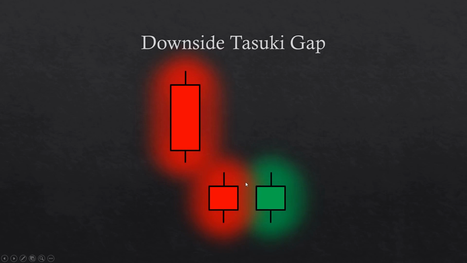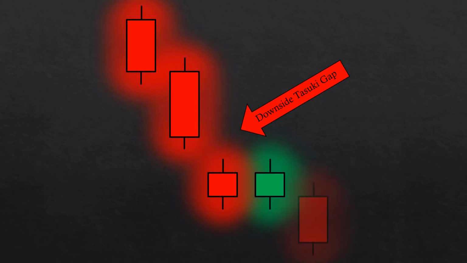It's clear that such a pattern implies a lot of selling pressure because of this failure to close the gap down. The downside Tasuki gap appears when the price is going down in order to signal a continuation to the downside. Next, we are going to see the complex continuation patterns formed by 4 candlesticks in the pattern.